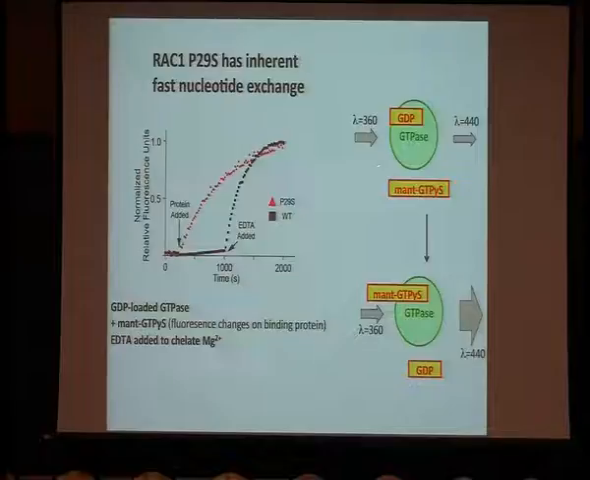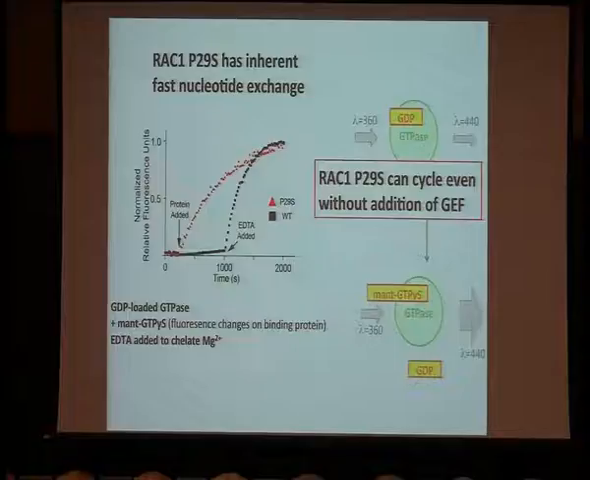and so the GTPase is bound to GDP a lot weaker, and it breathes a lot more and allows the fluorescently tagged GTP to bind. So what this says, we think, is that the P29S mutation can cycle even without the addition of a guanine nucleotide exchange factor.